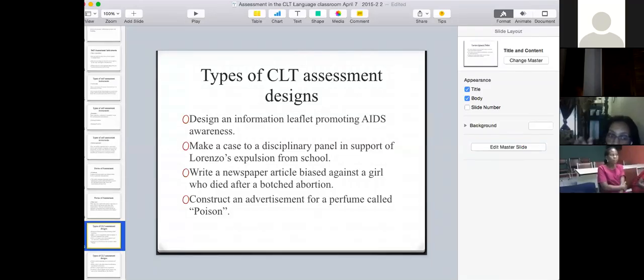I wouldn't say that would be it, but I'm glad you brought it up, because scientific information is going to be key here, because this is a botched abortion. So they have to understand that vocabulary term, botched, first of all. And if they're going to get into the heart of it, to write an article biased against a girl who died after a botched abortion, they're going to need scientific evidence. They're going to need something more than just me saying, no, I believe abortion is wrong, or yes, I believe abortion is right. It has to be more than that.